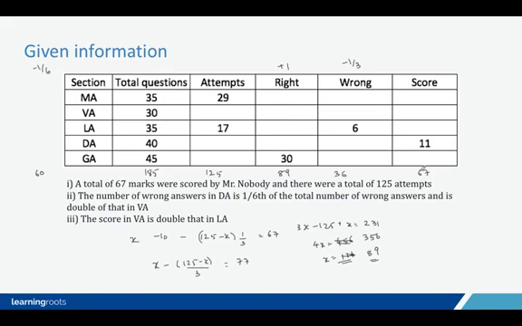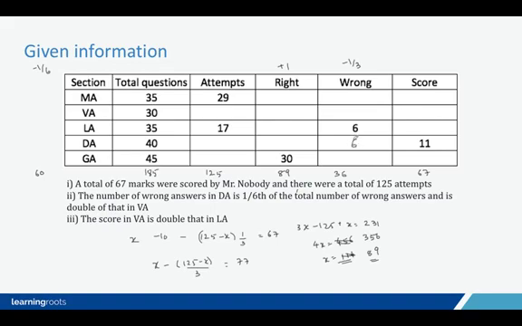So that is one thing that you can take care of. So we figured out that the total number of attempts and the total number of marks scored would have led to what situation. Now going to point number 2, the number of wrong answers in DA. So the number of wrong answers in DA is 1/6 of the total number of wrong answers. The total number of wrong answers is 36, and so 1/6 of that will be 6 basically. So there were 6 incorrect answers in DA, and is double of that in BA.